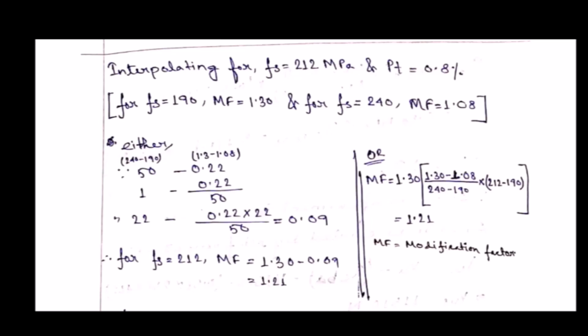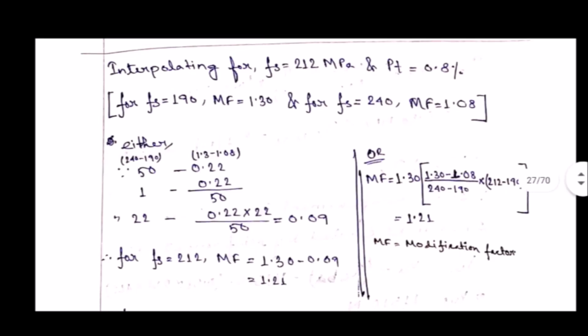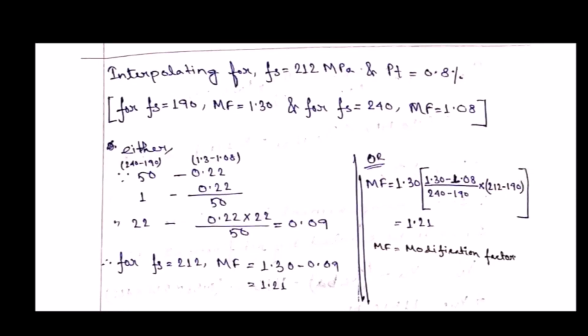There are two methods. You may apply any of these. Left side is the conventional method and right side is the formula method. So let's check. On the right side, modification factor is equal to 1.30 minus bracket 1.30 minus 1.08 by 240 minus 190, as it lies between these, multiplied by 212 minus 190. So the value is 1.21. So 1.21 is the modification factor for Fs 212.